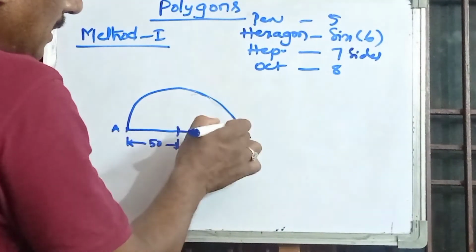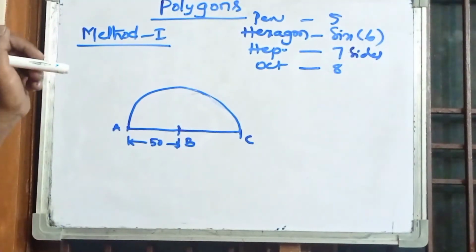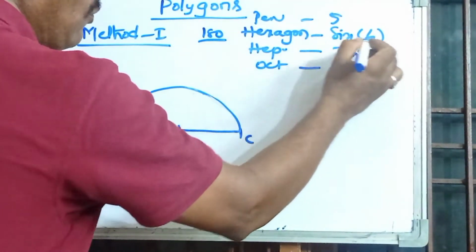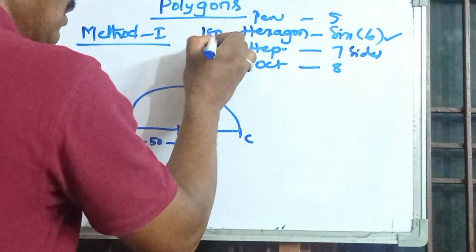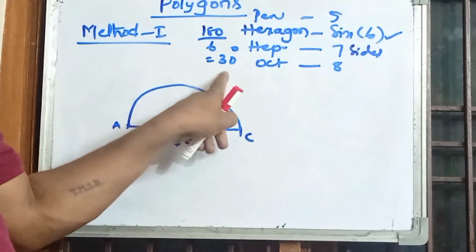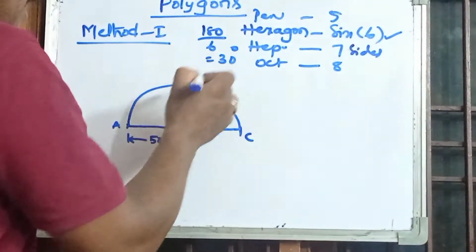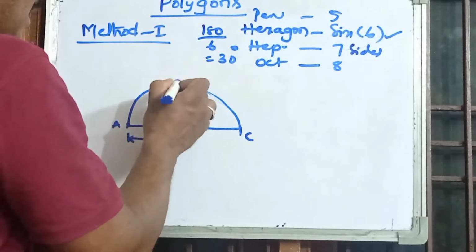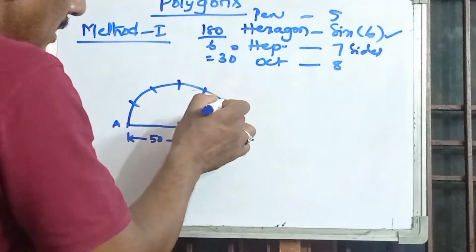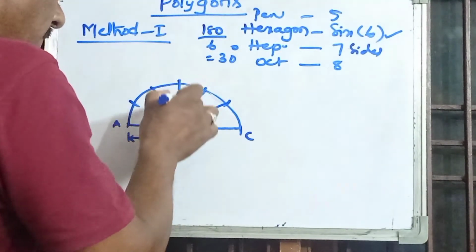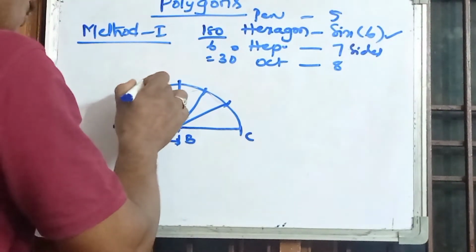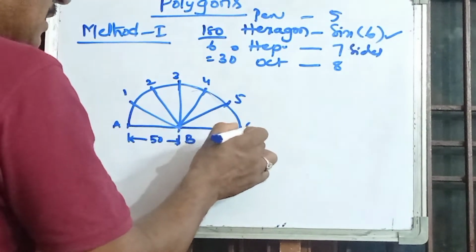The total circle is 360 degrees, and this semicircle is 180 degrees, divided by the number of sides. To construct a hexagon, divide by 6, so 180 divided by 6 gives 30 degrees. From here you take 30 degrees each, and like that you will get a total of 6 equal parts. Join all these points to the node point B and give the numbering 1, 2, 3, 4, 5, and 6.